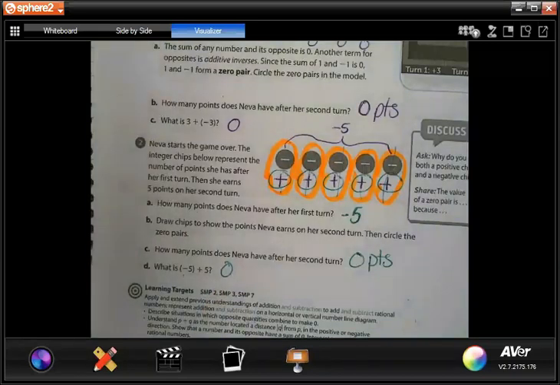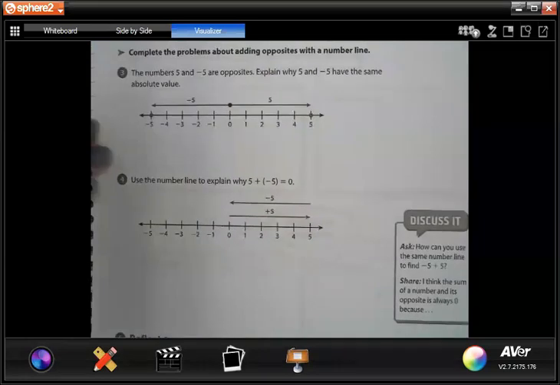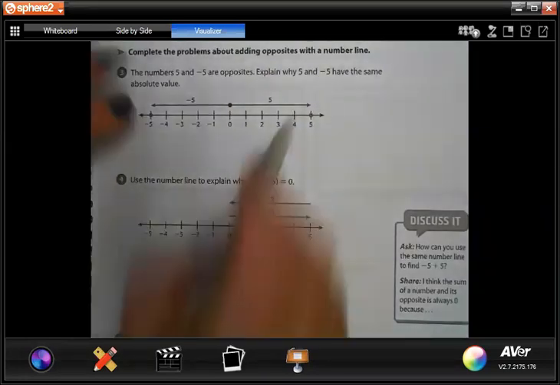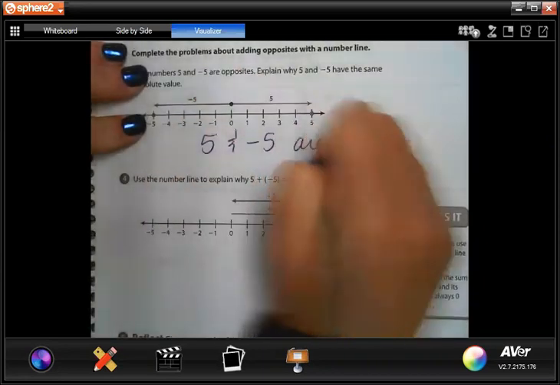All right. So moving on. Okay, let's take a look at page 138. There's nothing to write. You just get to watch. So we know this tells us that 5 and -5 are opposites.